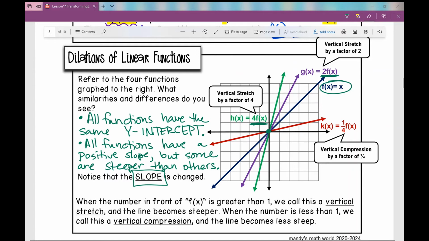And then let's look at the graph that's in red, and I'll change the color up here to red. The graph that's in red, that's not as steep.